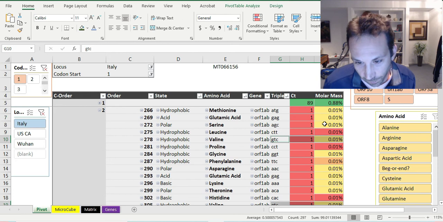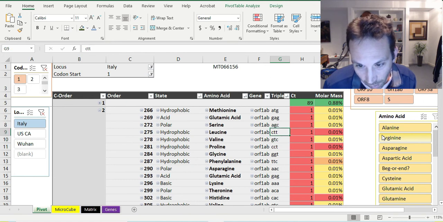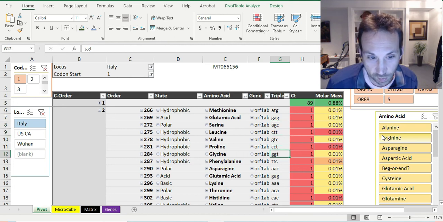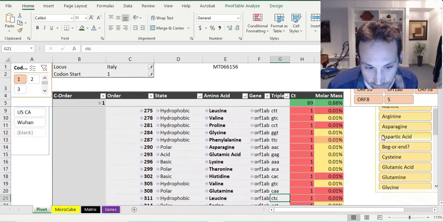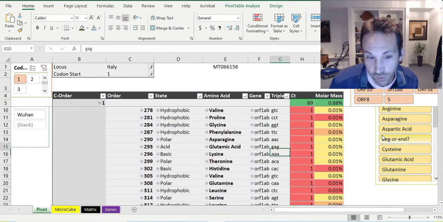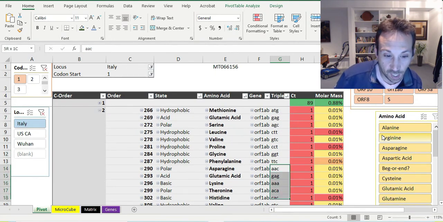So these hydrophobics, they like to have a thymine, or a uracil if it's mRNA, in the middle or to the right, in the middle of ORF1. Then you've got more adenines in the polar, acid, basic. It's just weird how you get a group of a bunch of hydrophobics and then you get a group of stuff that is not hydrophobic.